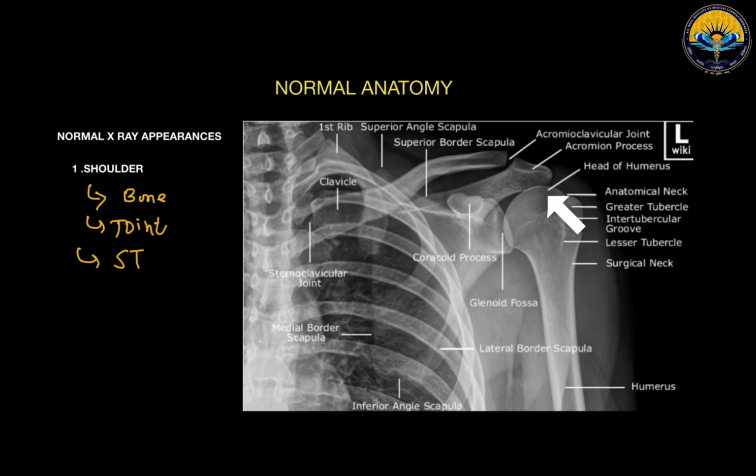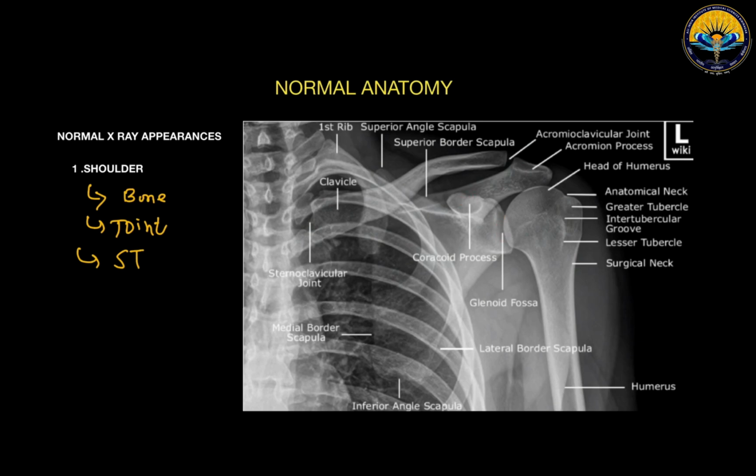Now look over here. This is the head of the humerus. This is the anatomical neck. Here we have the greater tubercle. This is the lesser tubercle, and in between them there is the intertubercular groove. Just below it there is the surgical neck. Right now this is the glenoid fossa, and here we have the coracoid process.